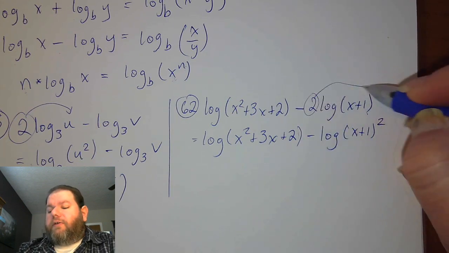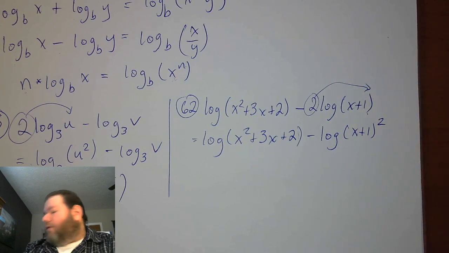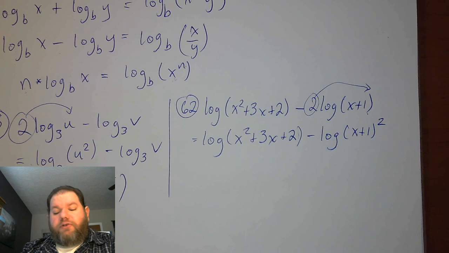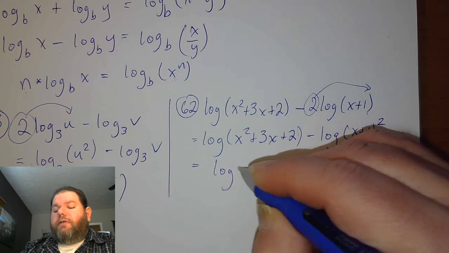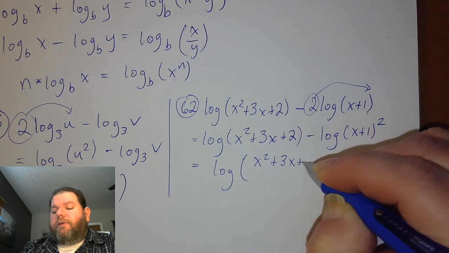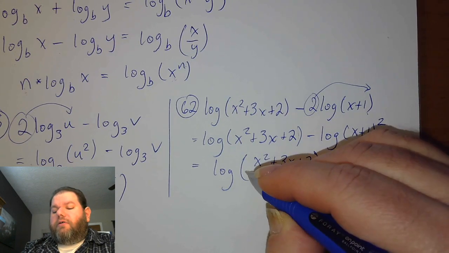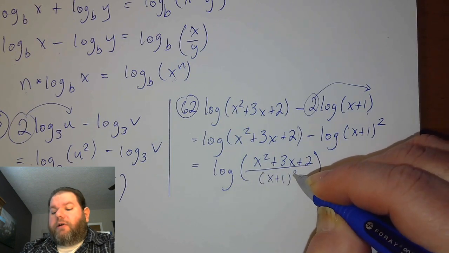This 2 gets shifted over here. Now that we've gotten rid of the coefficient, we can combine them together. And so this will be log of (x squared plus 3x plus 2) over (x plus 1) squared.